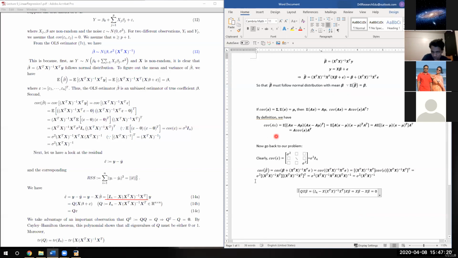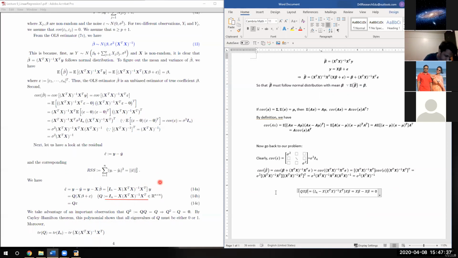Any questions here? No? Okay. So if qx beta equals 0, this item simply equals to, yes? No question? Okay. So this item simply equals q epsilon. Now let's have a look. If this one is q epsilon, what's going to happen?